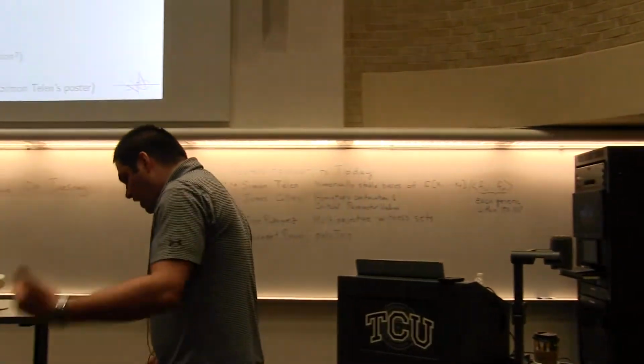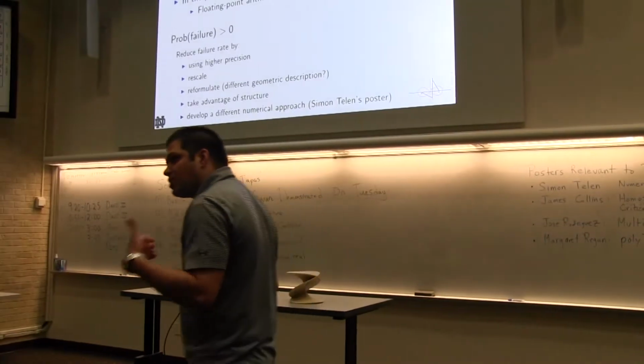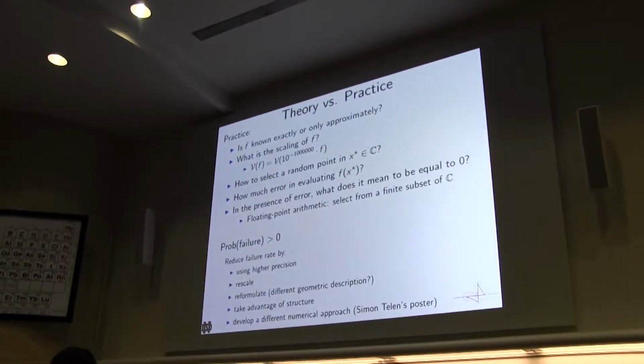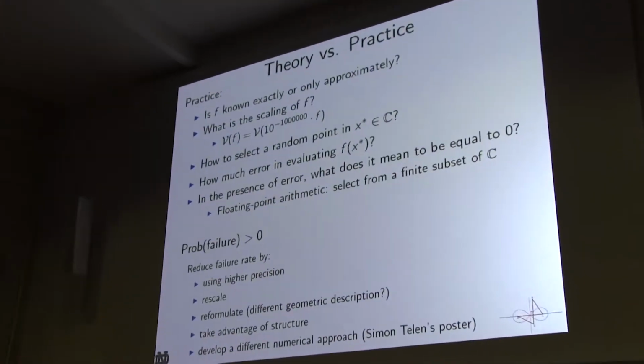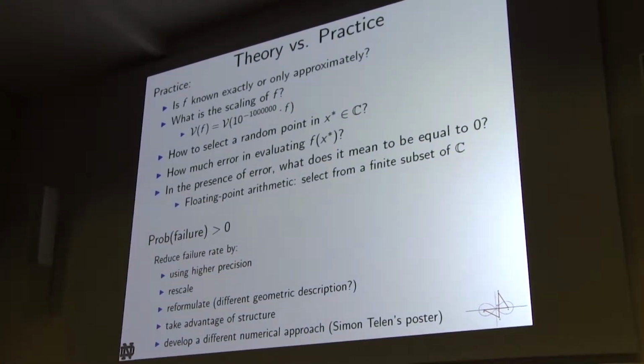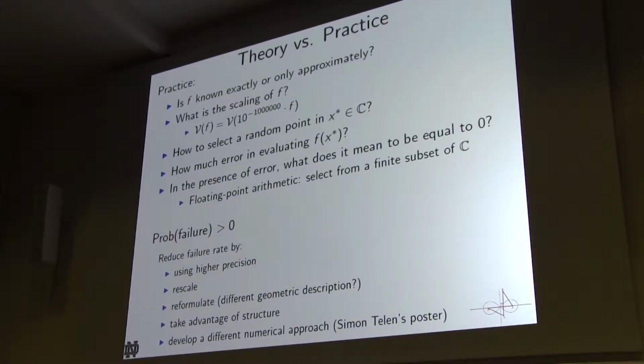Well, you go to higher precision. David showed this very nicely in his talk. 16 digits wasn't enough; he went up to 26, and now you get a much better picture of what's happening. You can also rescale your polynomial. If you have crazy scaling, you want to rescale it so some norm is 1.